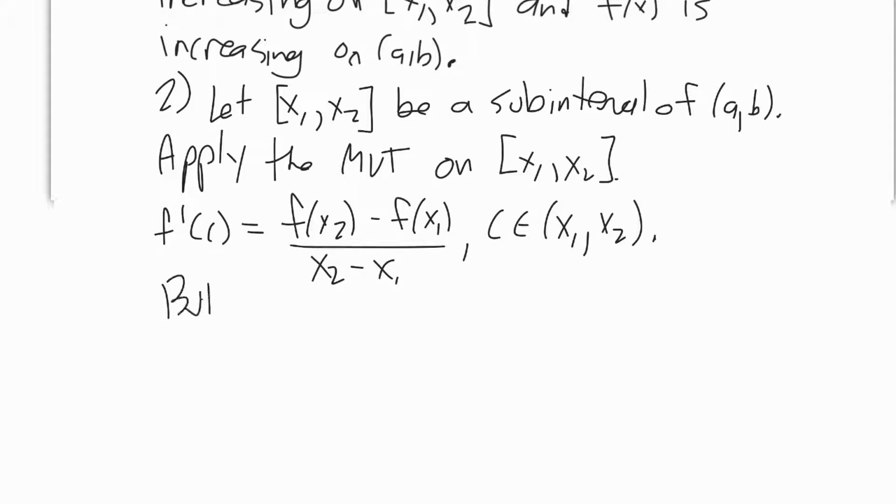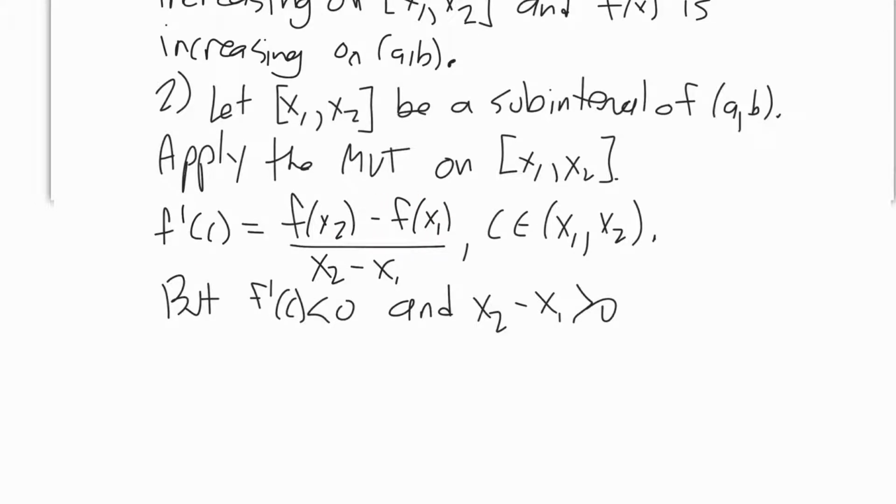But of course, f prime of c now is less than 0. And x2 minus x1 is still a positive quantity. So this side is negative, and this is positive. So the overall fraction is supposed to give us a negative value. What has to happen to the numerator? Well, if the top is positive and the bottom is positive, it gives us a positive fraction, and that's no good, which means the top has to be negative.